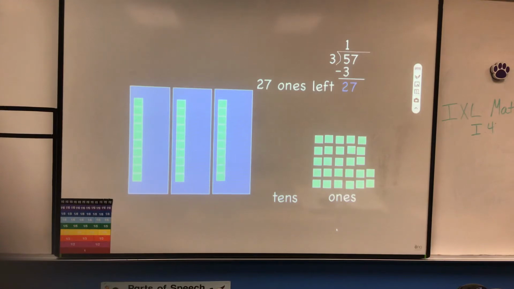Okay, getting that? So there's 27 ones left here, and in the standard algorithm, there's 27 ones left here that we can now divide by 3. And we will divide those ones into the 3 groups, just like we did before when we were dividing the 10s, one at a time.